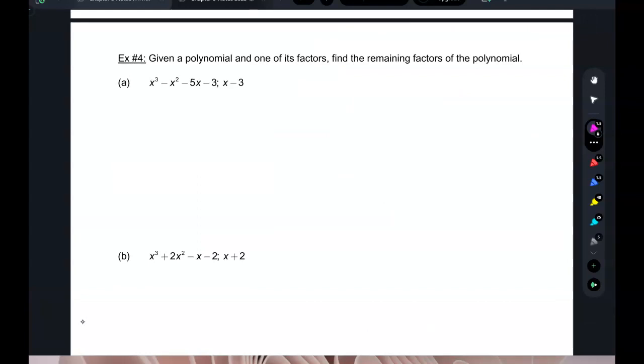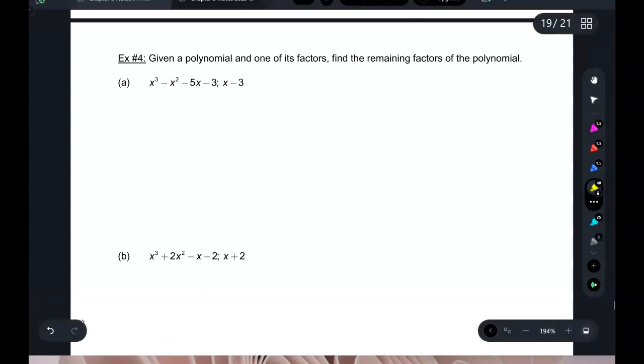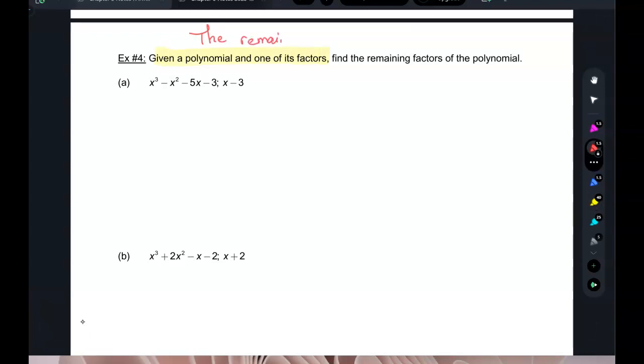So this one, I'm purposely giving you one of its factors, which means the remainder must be equal to 0. If we don't get 0, we made a mistake. Well, do you want to do long division? I didn't specify, but given one of the factors, I have to find the remaining factors. So I'm looking for all the other factors.